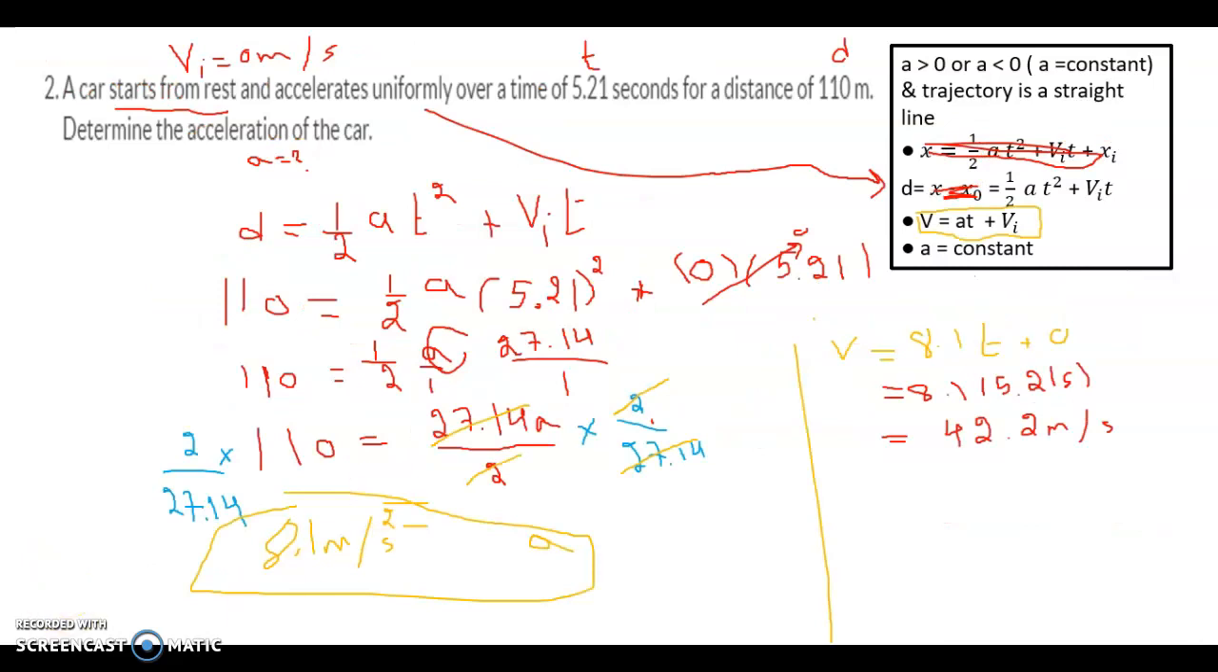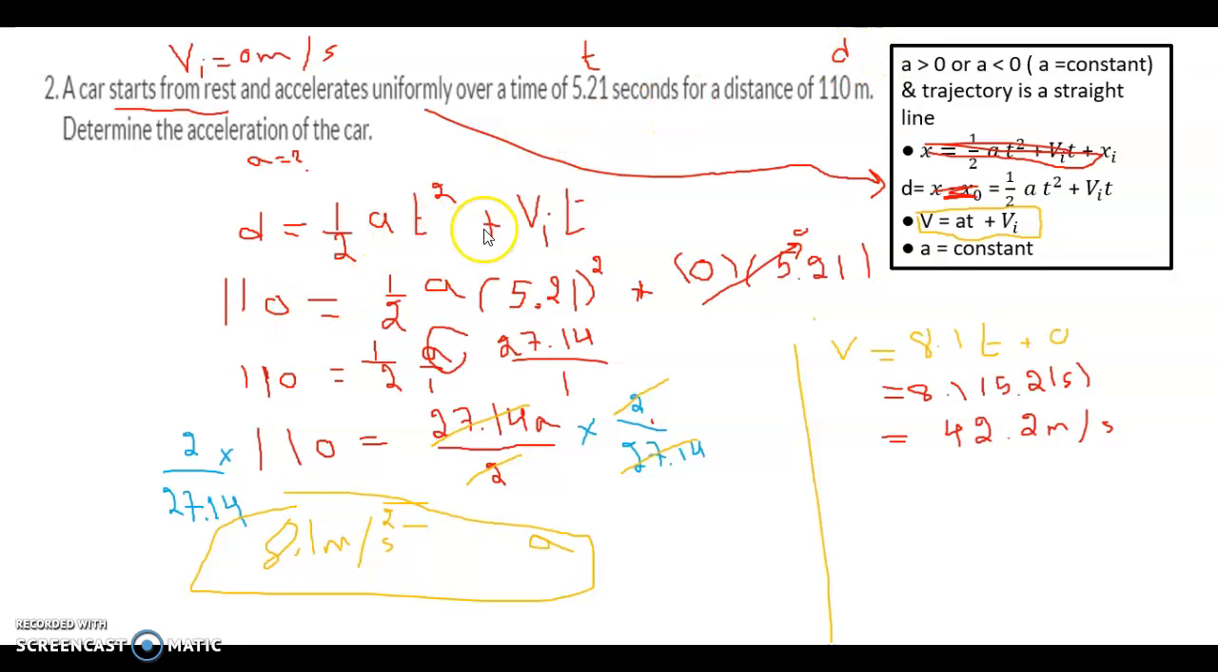A car starts from rest and accelerates uniformly over a time of 5.21 seconds for a distance of 110 meters. And then you have to determine the acceleration of the car. If it's accelerating uniformly, this means that A is constant, and we can apply this formula, D equals half AT squared plus VIT. So starts from rest means initial speed is 0 meter per second. This is the time, this is the distance.